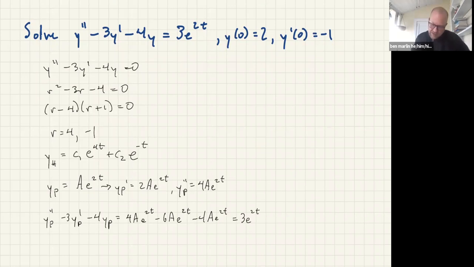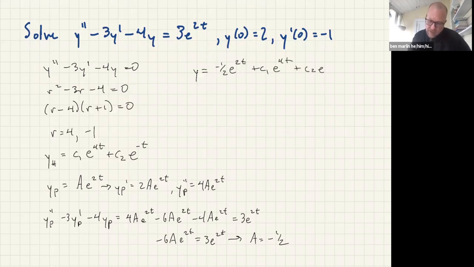So I can see that these will simplify to minus 6a e to the 2t equals 3e to the 2t, which tells me that a needs to be -1/2. All right. So now my general solution is -1/2 e to the 2t plus c1 e to the 4t plus c2 e to the minus t. And if I plug in t equals 0, I know that I get -1/2 plus c1 plus c2, and that needs to be equal to 2.